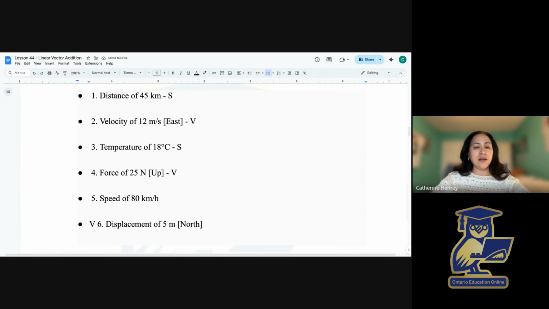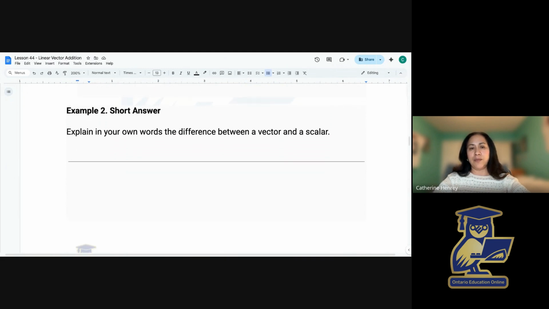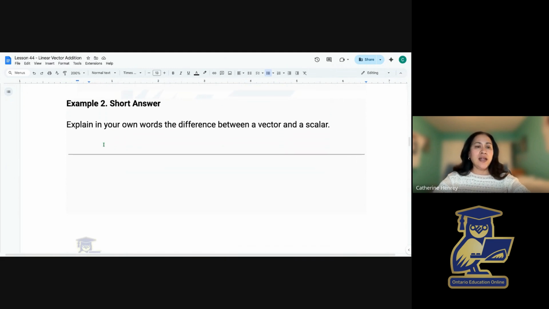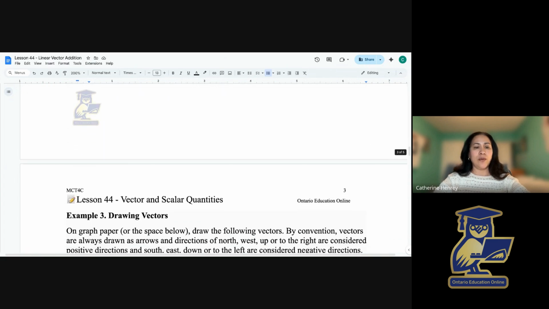Speed of 80 kilometers per hour, no direction, so this is a scalar quantity. And then finally, we have displacement of 5 meters in the northern direction. So this is a vector quantity. So if you're working on your document or if you have your page printed next to you, go ahead and fill in, explain in your own words the difference between a vector and a scalar quantity. Once you're done that, we're going to move on to the next example.